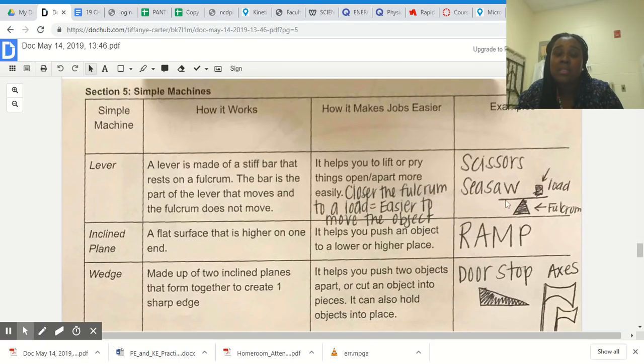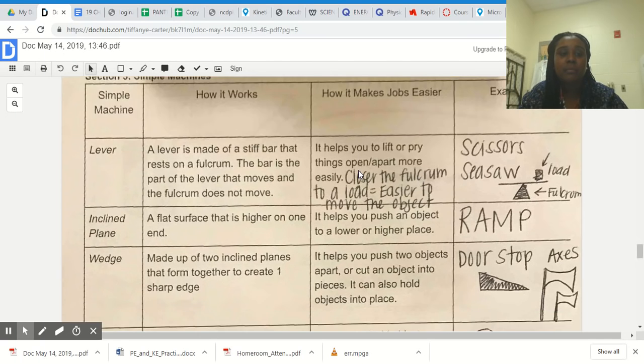Examples of a lever are scissors or a seesaw. So remember, fulcrum, that's our word there. The fulcrum is kind of like the point of support. It's like our fixed point that allows our bar and our load to move.